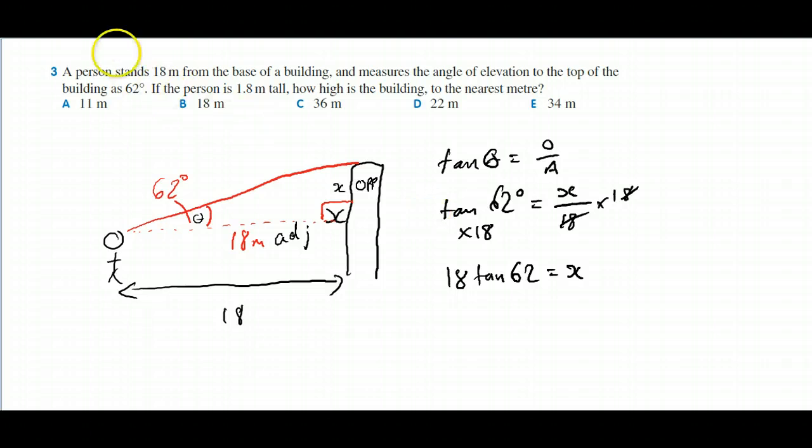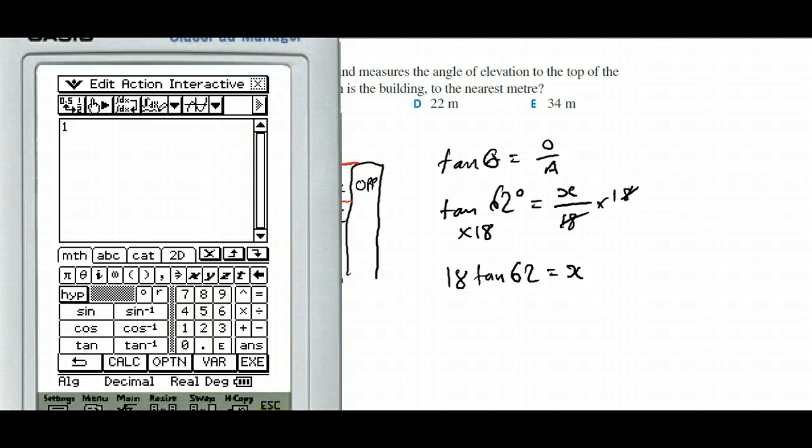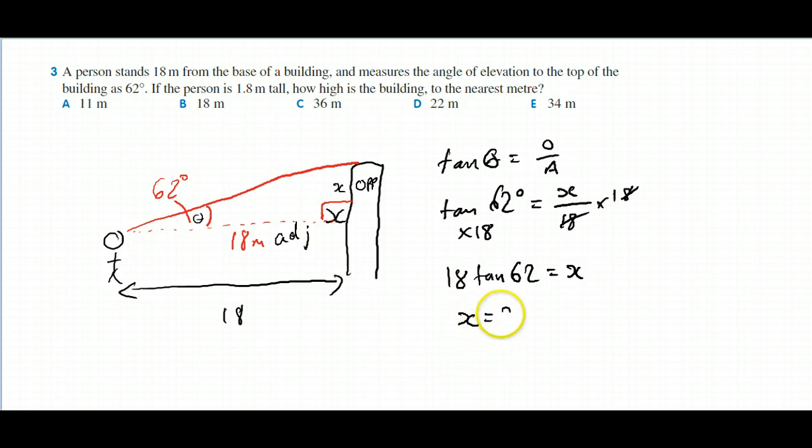Let's put that into a calculator. So 18 times tan of 62, close the bracket, that equals 33.85. So x equals 33.85. And that's going to be meters because our measurements were in meters earlier on.